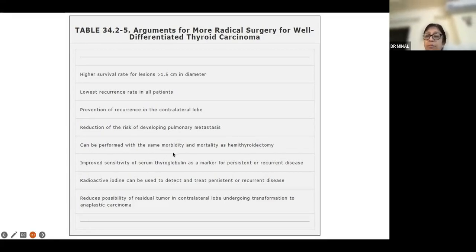Thyroglobulin becomes an important marker that we studied. It becomes an important marker post-operatively. So we follow up with the thyroglobulin, whether it is again rising or it is normal. Radioiodine is used post-operatively for a complete cure. And it also reduces the possibility of residual tumor. So there is no gland remaining, so there is no chance of residual tumor, which might later on become anaplastic carcinoma. So that is the argument in favor of total thyroidectomy.